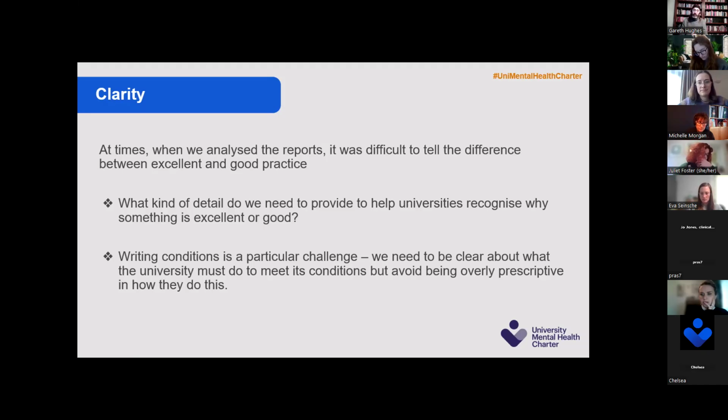We do need to be clear. And again, this goes back to some of the things we've been talking about earlier: the evidence that we're drawing on, the conclusions we've drawn as a result of all of that, the evidence as to why that's important, and then, therefore, that the university needs to do this as a condition.